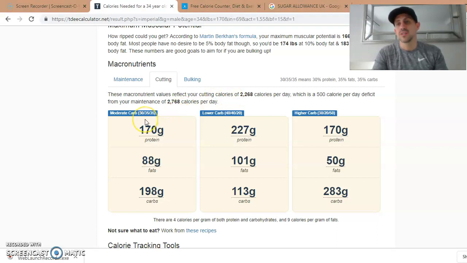So that means 30% of my diet is protein, 35% is from fats and 35% is from carbs. Now we can start there, we want a high protein diet and then we can just manipulate the carbs and the fats as we go, but that's your starting base, right? Moderate carb, and then we can start to tweak it, pull carbs off, put proteins up. I want everybody to start here, right?